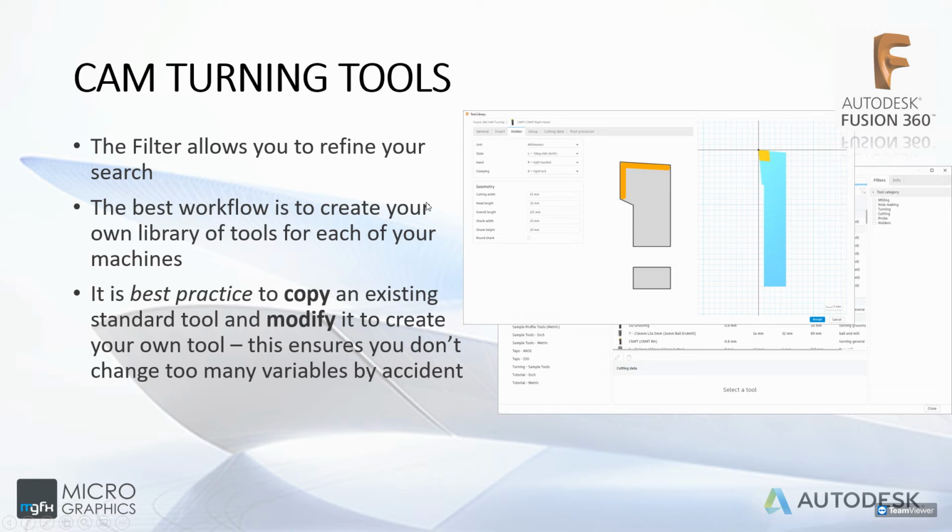Like we've said, the filter allows you to refine your search. The best workflow is to create your own library of tools. So you will see that I have a preview of what it looks like to create a tool. You'll be able to define all aspects or all geometry of a basic tool. So for example, here is a turning cutting tool. We can define the holder geometry, basically how wide, how long, and what angle it is pointed at, whether it's a left-hand tool, whether it's a right-hand tool, etc. Okay.